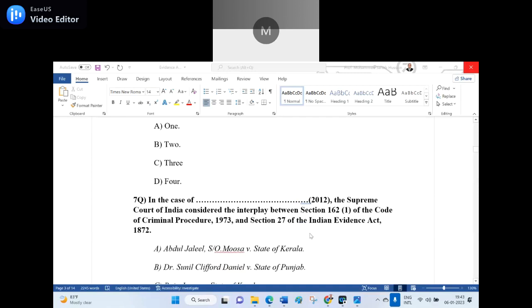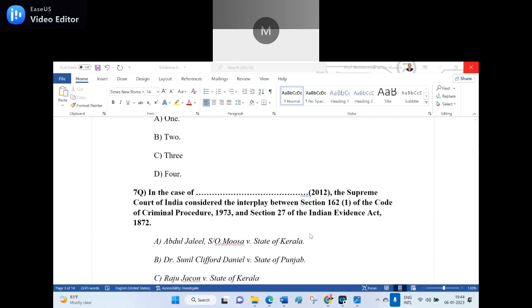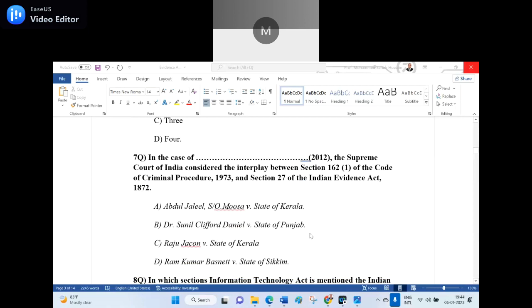Okay, now the 7th question. In the 2012 case law, the Supreme Court of India considered the interplay between section 162 subsection 1 of the Code of Criminal Procedure 1973 and section 27 of the Indian Evidence Act 1872. These two acts are dealt with in one case law. Case law name is A. Abdul Jalil, son of Musa versus State of Kerala. Option B. Dr. Sunil Clifford Daniel versus State of Punjab. C. Raju Jakan versus State of Kerala. D. Ram Kumar Besneth versus State of Sikkim.